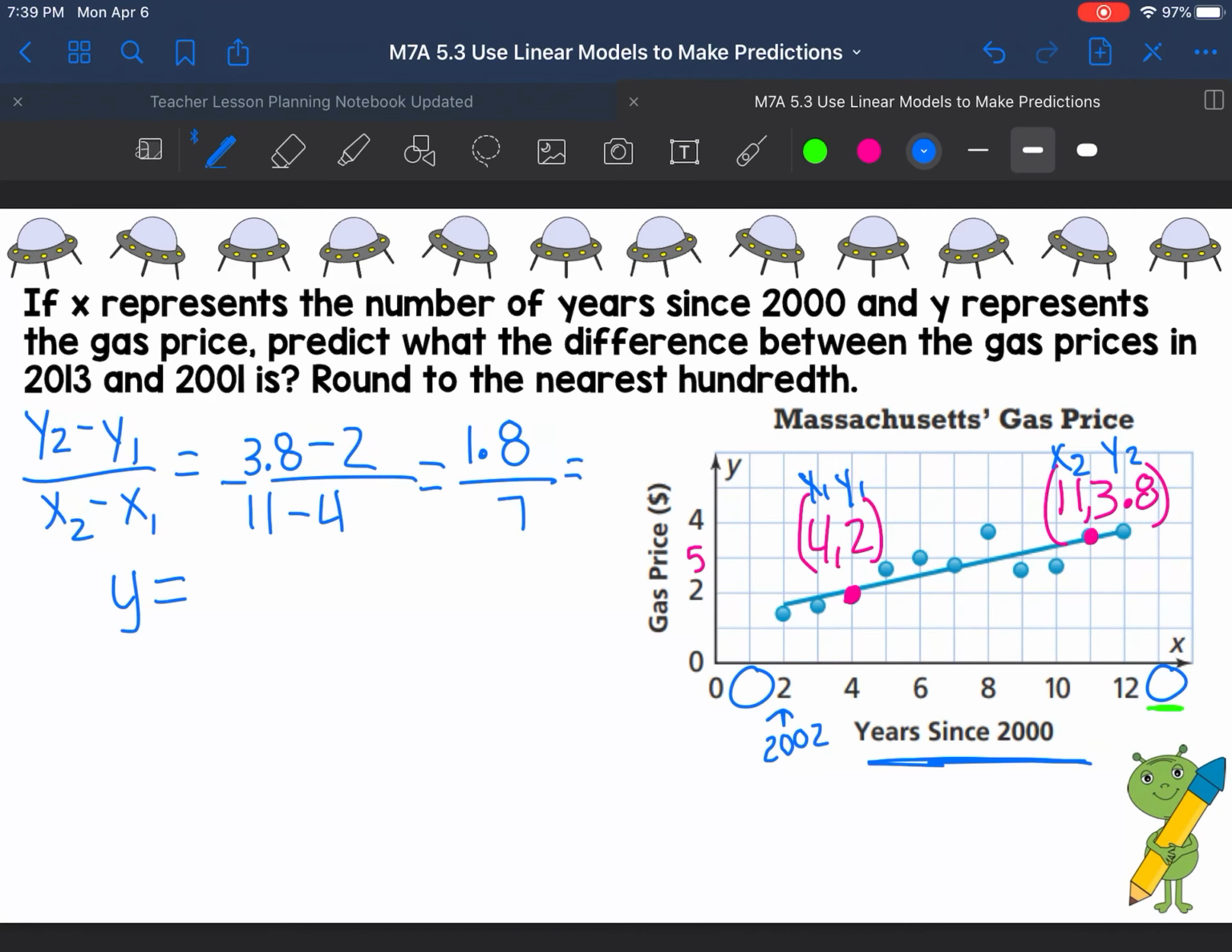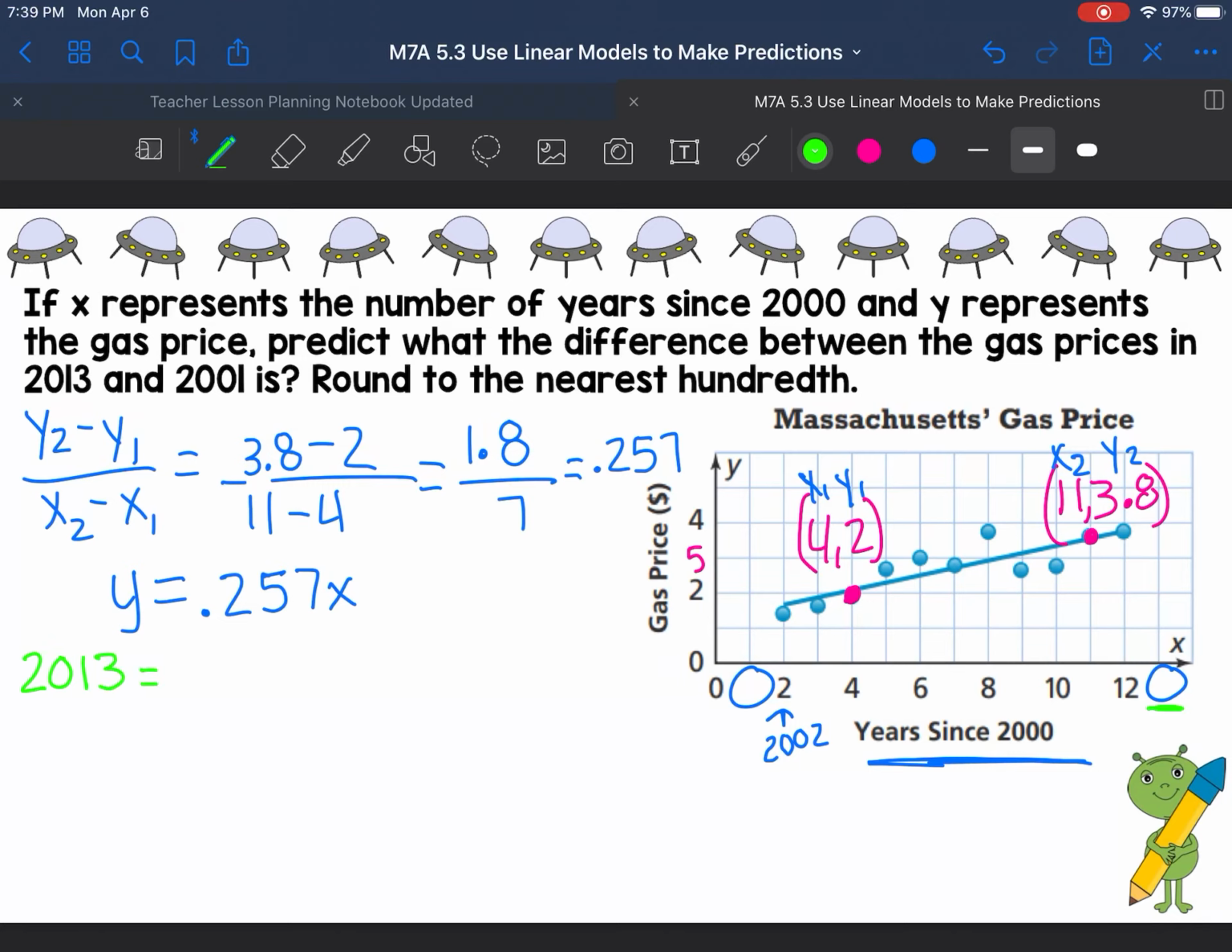So now if I divide 1.8 by 7, I get 0.257142857. That's way too many. Let's just say it's 0.257. So now my slope is y equals 0.257x. Now we want to plug in 2013 and 2001.